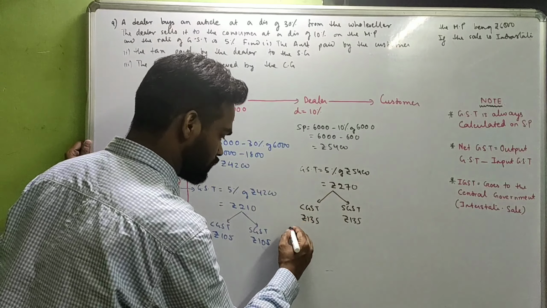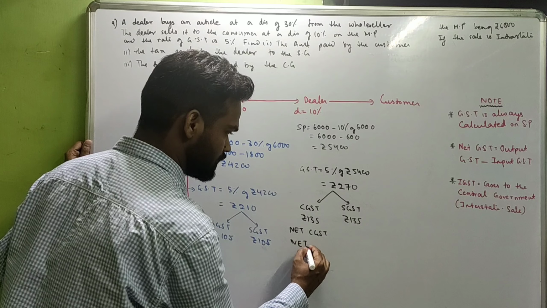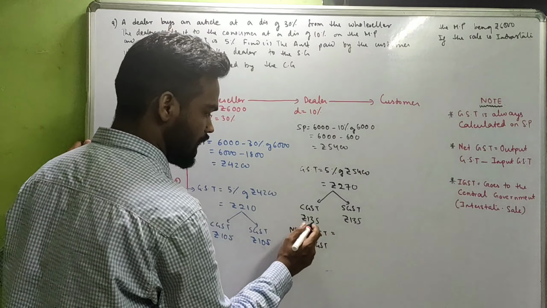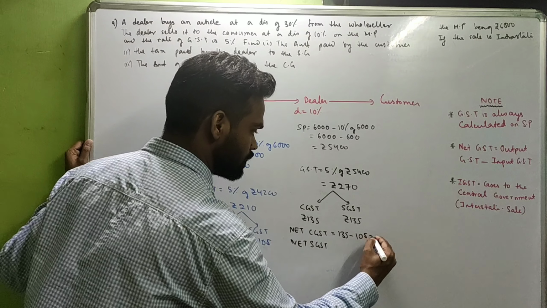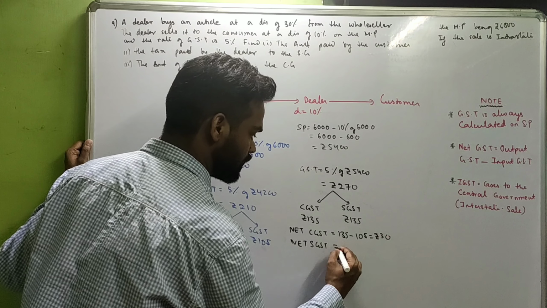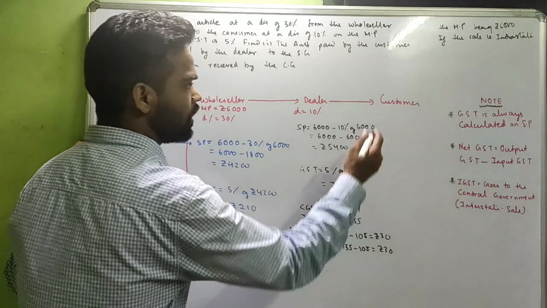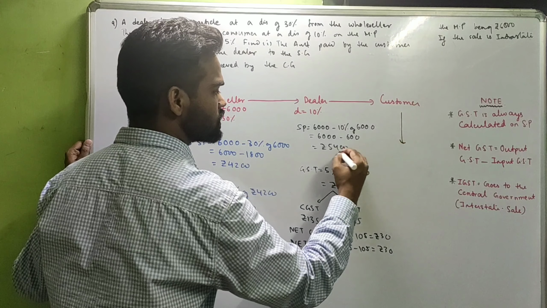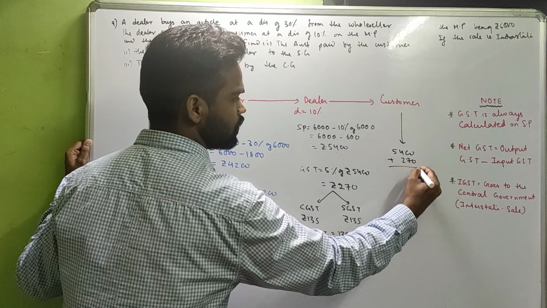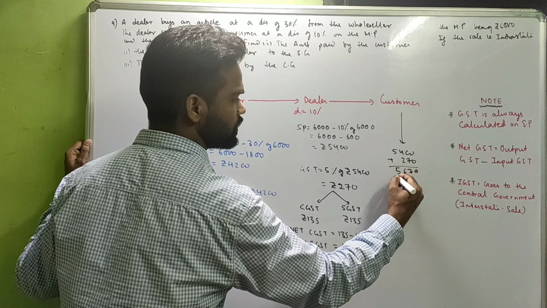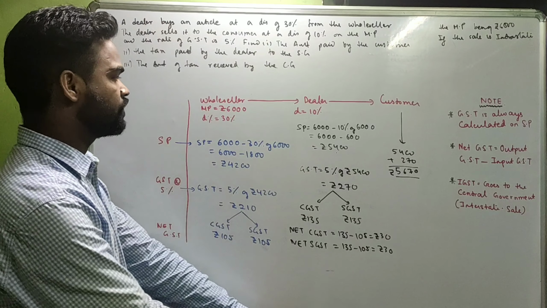And in this case, we'll calculate the net CGST and the net SGST, which is output minus input, which is rupees 30. Again over here, 135 minus 105, that is rupees 30. And how much does the customer pay? The customer pays 5400 plus the tax, which is 5,670 rupees.